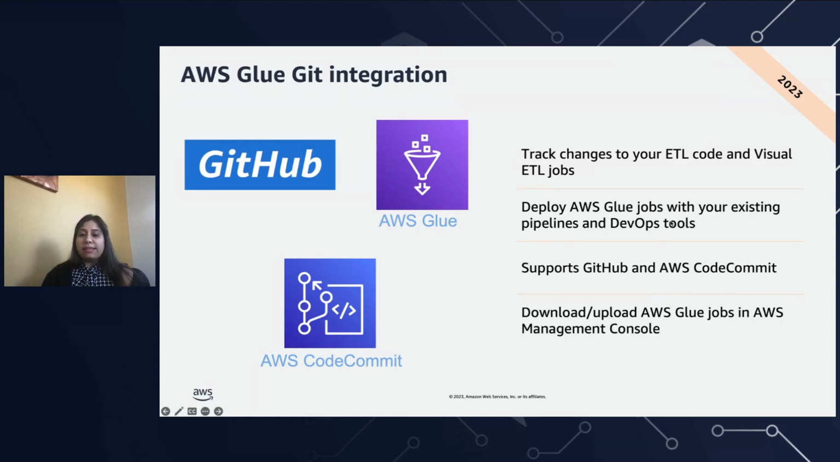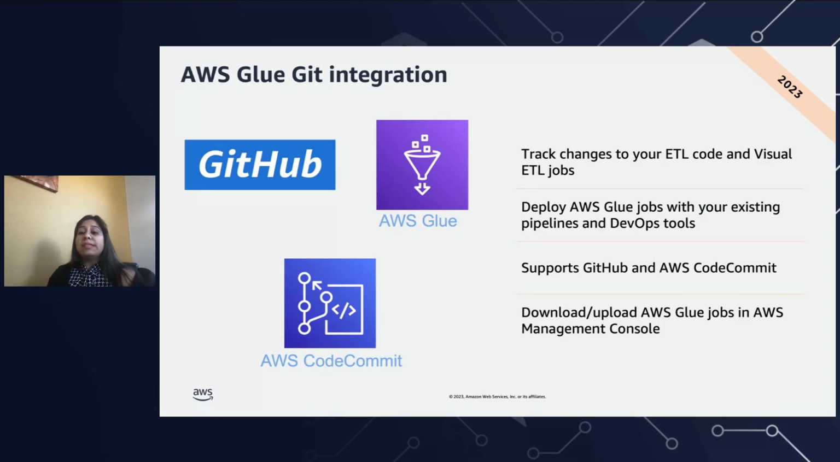Next, you can deploy Glue jobs with your existing pipelines and DevOps tools. You don't have to worry about creating any mediator to connect your GitHub with AWS Glue. You now have this version control directly from AWS Glue, and you can directly link your code from your console to GitHub.